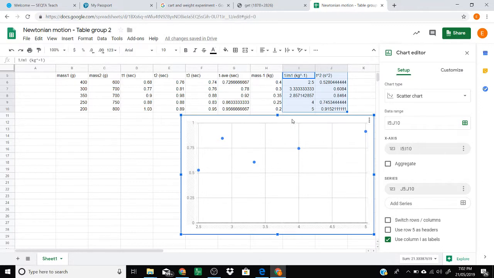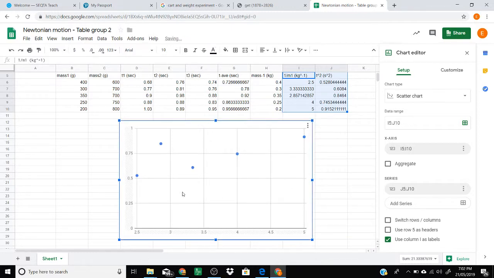Now, we're going to improve upon this graph in a number of ways. First of all, we can't demonstrate proportionality with this graph because it starts at 2.5. So we're going to change that.